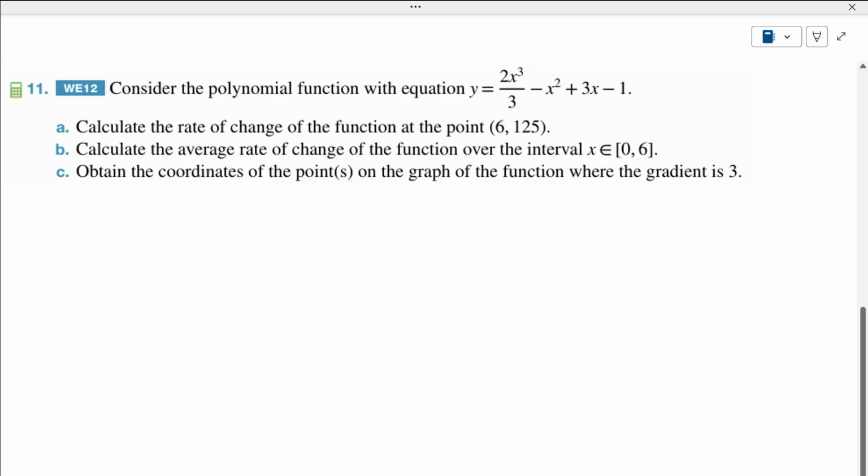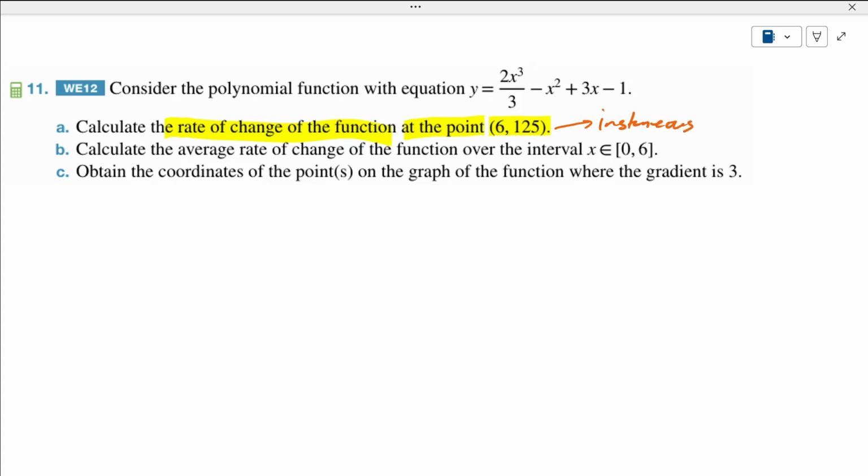Okay, question 11, let's do this. Consider the polynomial function with the equation y equals 2x to the power of 3 over 3 minus x squared plus 3x minus 1. Calculate the rate of change of the function at the point (6, 125). Okay, the rate of change of the function at the point. So if we are trying to find the rate of change of the function at a point, that refers to the instantaneous rate of change, because it's only at that one point.